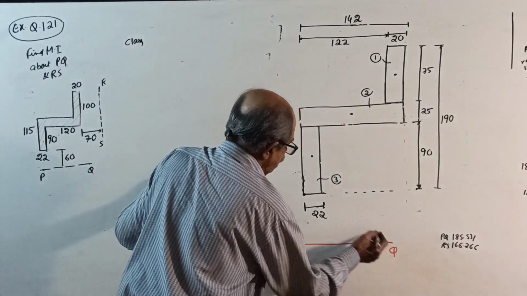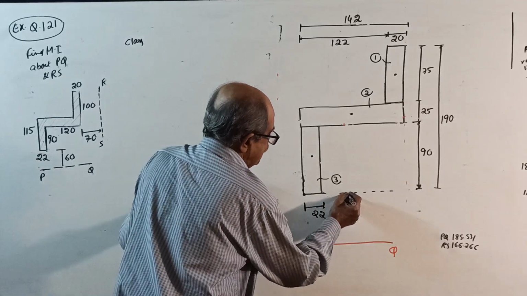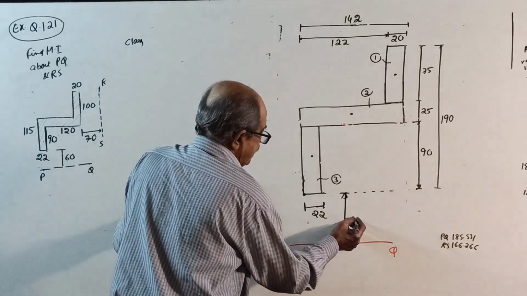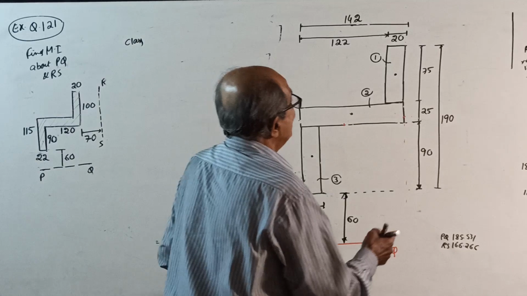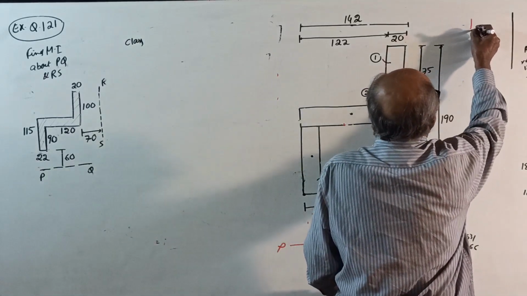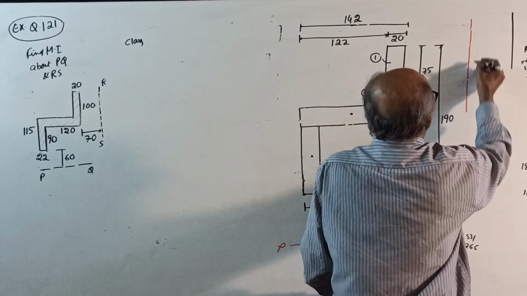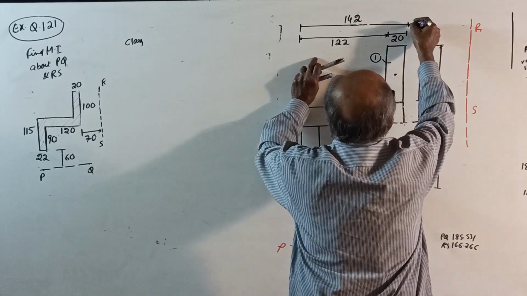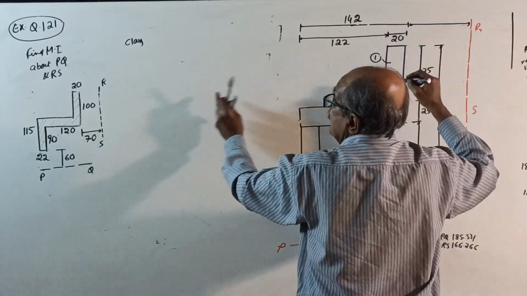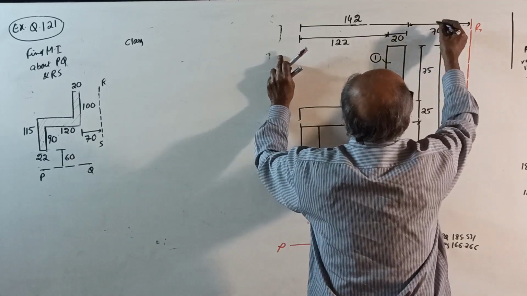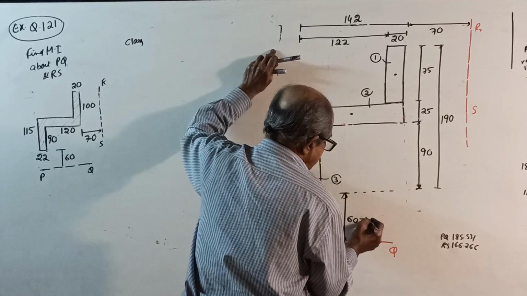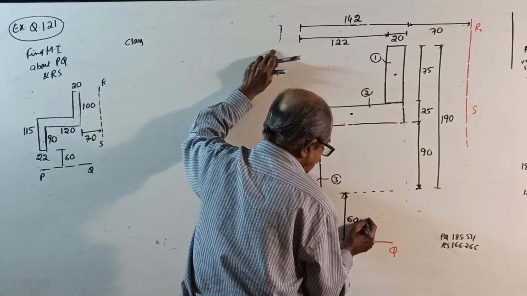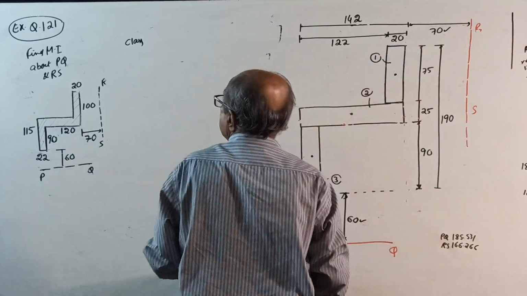Where is PQ? From here to PQ, they told this distance is 60 millimeter. Then also mark RS here. From here to RS is 70 millimeter. This is given in the question. Right here. Given in question. Okay, start now.